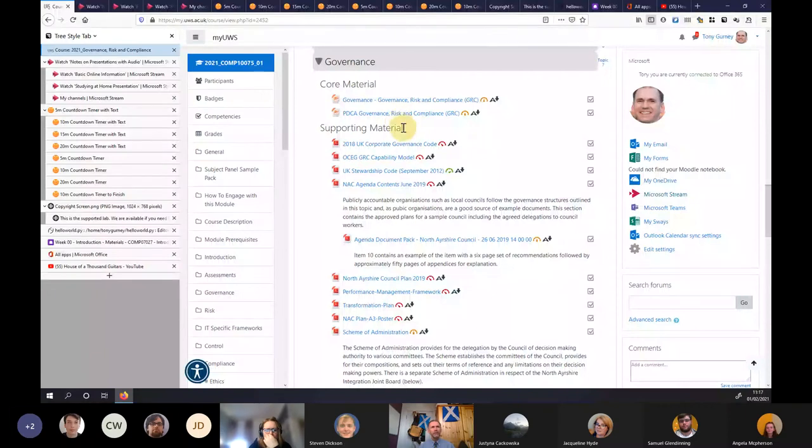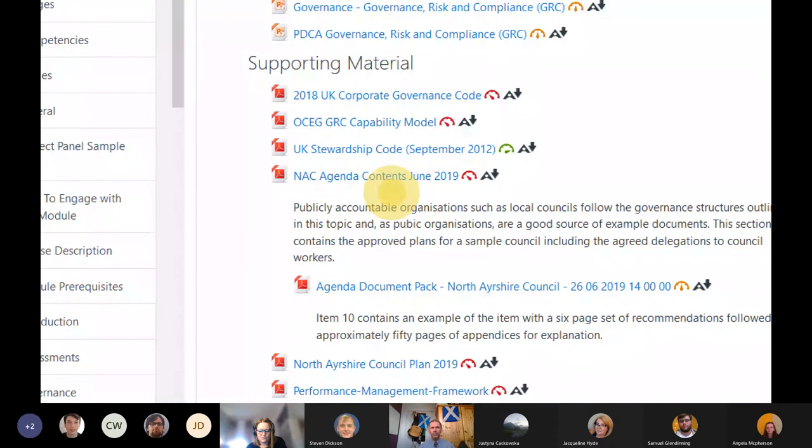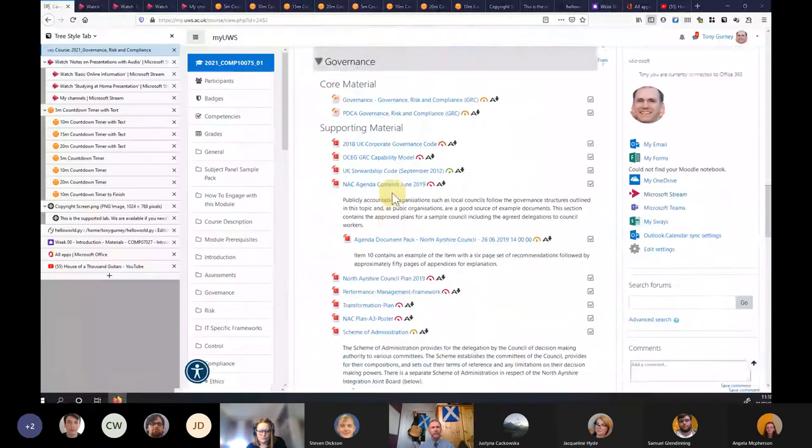Similarly, there will be supporting material. We'll look at that in the lectures. We probably won't cover every last page of it, but again, it's something that you need to know. So you need to understand this kind of stuff, why it's there, why it fits in.